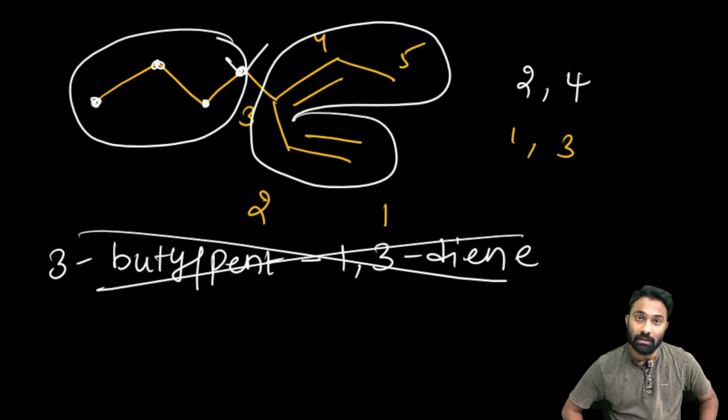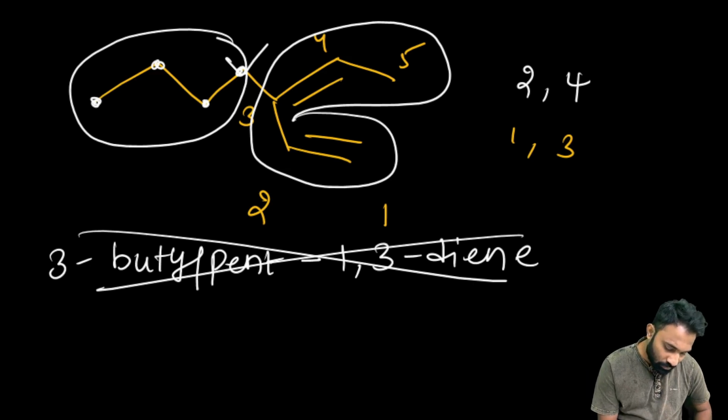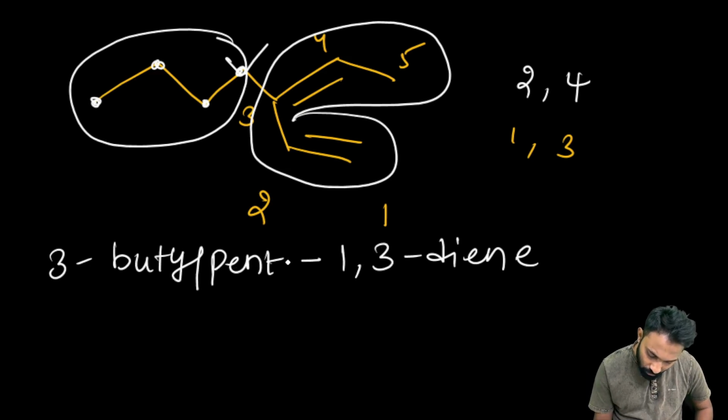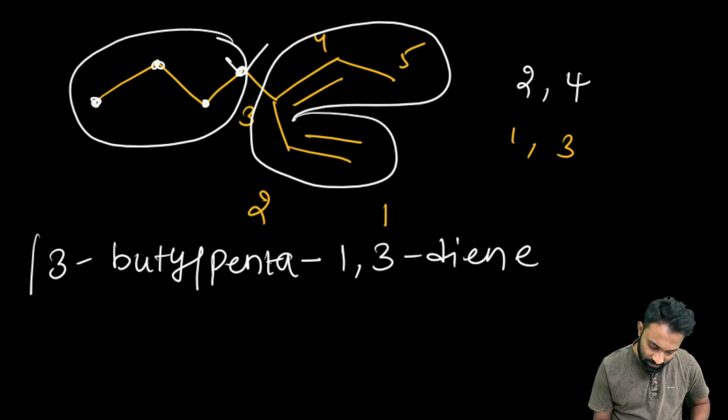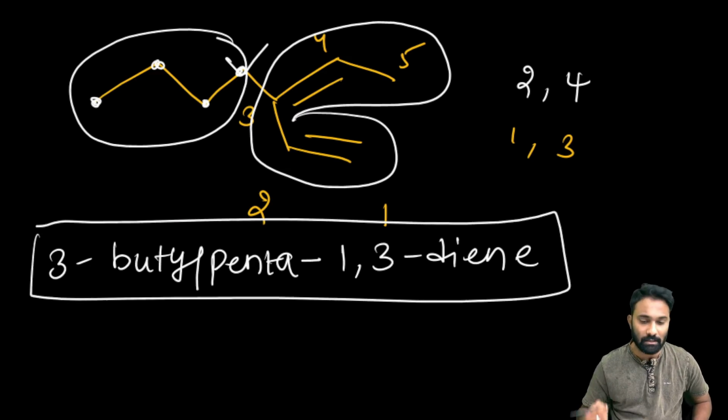Why has it become wrong? Already I said, if 2 or more symmetrical double bonds or triple bonds are present, then for the root word we have to add the 'a', penta. So 3 butyl penta-1,3-diene. Clear? Now this is the correct IUPAC name. Done? Now next, the last one.